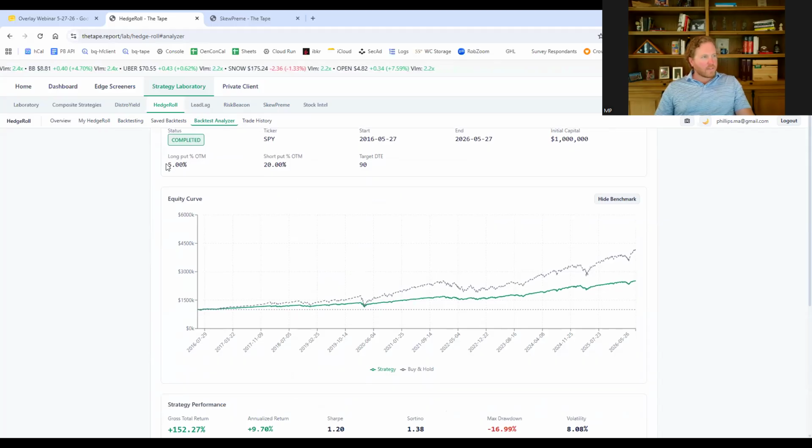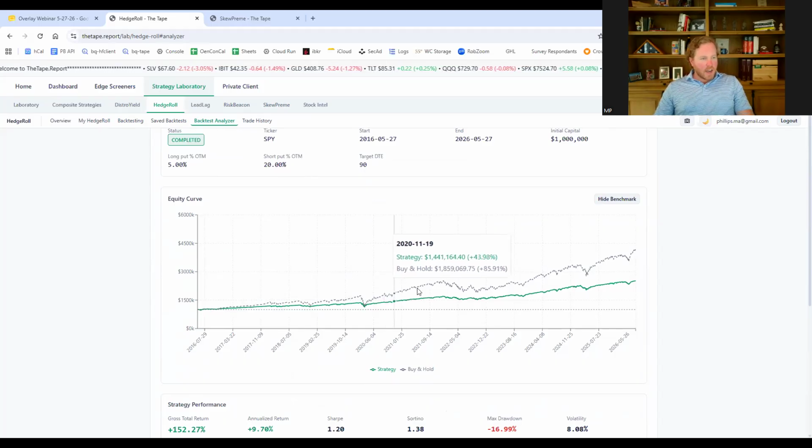So I've got those 5%, 20% parameters, 90 DTE going back 10 years. Spoiler alert, hedge roll doesn't do as well as the buy and hold strategy. But that's not the point. We know we're trading away upside for having that buffer on the downside.